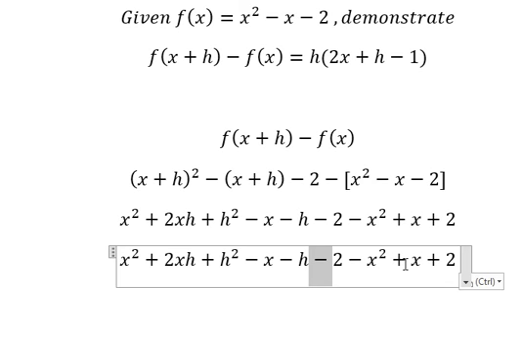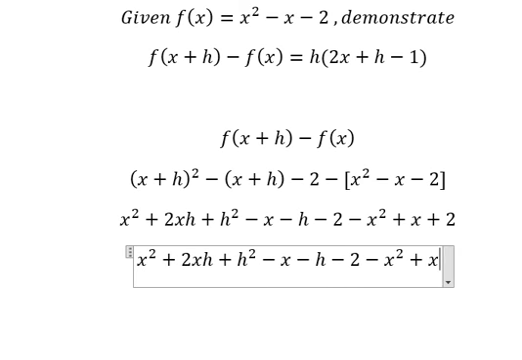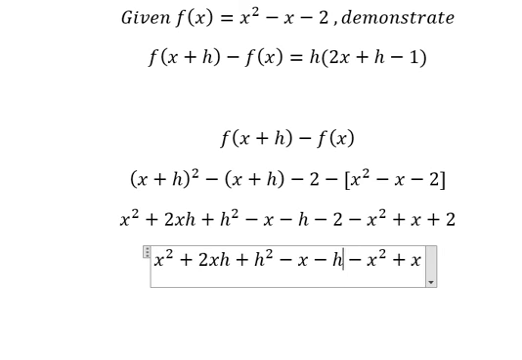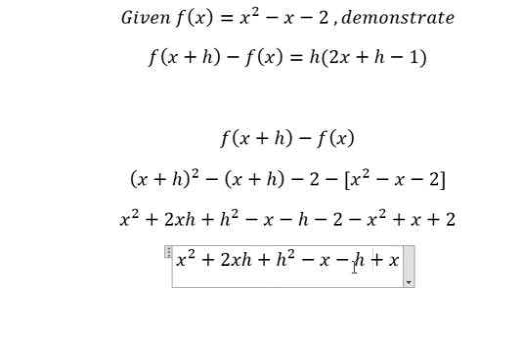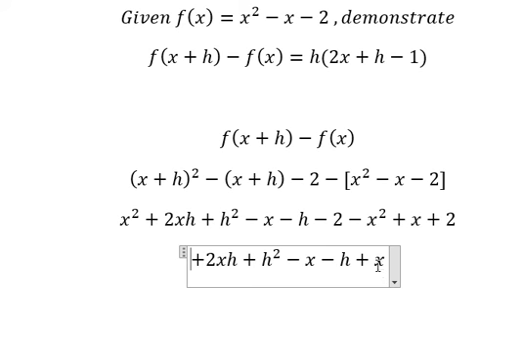Negative 2, positive 2, they will cancel. Negative s square, positive s square, they will cancel. Positive s, negative s, they will cancel.